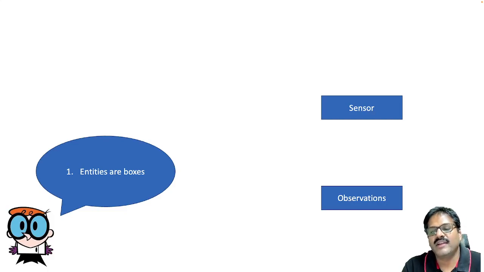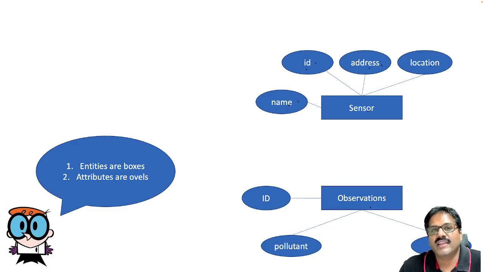Next, once we identify entities, we have to identify the attributes of these entities. Sensor has name, its unique ID, address, and location. So these are the four attributes for a sensor. Similarly, the entity observations has three attributes: ID, pollutant, so the name of the pollutant, and its value. So what was the value observed for this pollutant? So we have two entities and their attributes.